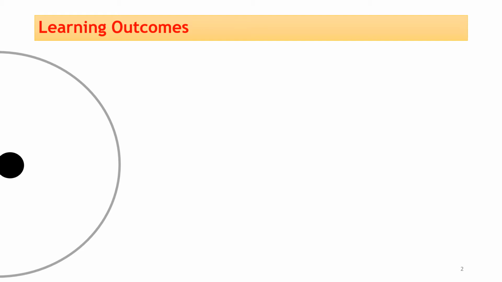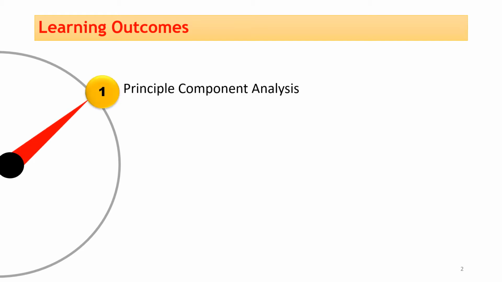Now the learning outcomes. In this lecture, we will cover the first dimensionality reduction technique, that is principal component analysis. In this topic, we will first cover what is principal component analysis, that is what is PCA, then the algorithm of PCA, then some common terms which we are going to use in the PCA algorithm, then the different principal components in principal component analysis, then the different steps of PCA, and the different applications of principal component analysis.